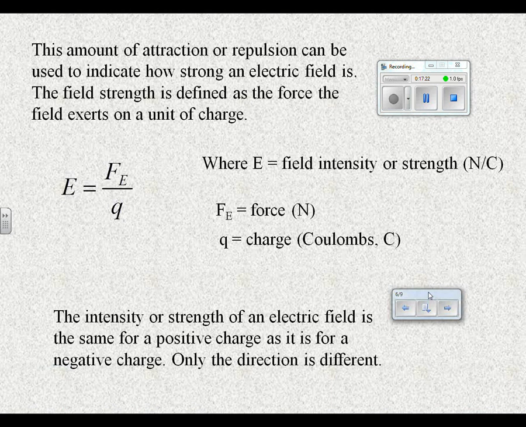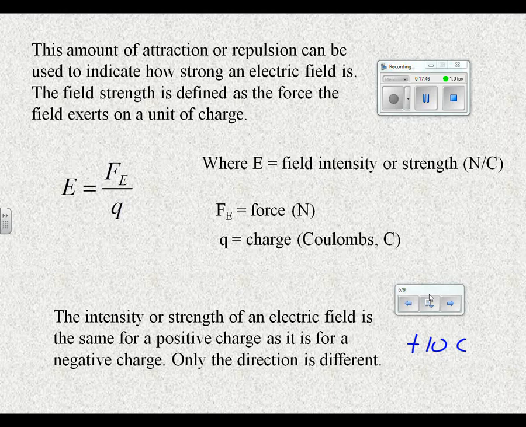Oh, now this is actually important. I'm glad this came up here, because some people get this wrong. Put a star beside this one. The intensity or strength of an electric field is the same for a positive charge as it is for a negative charge. Only the direction is different. So what I mean there is a positive 10 coulombs and a minus 10 coulombs have the same field strength. It's only the direction that matters. Positives are not stronger than negatives. North poles are not stronger than south poles.